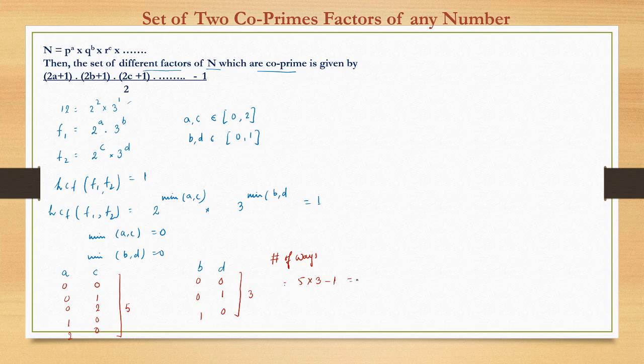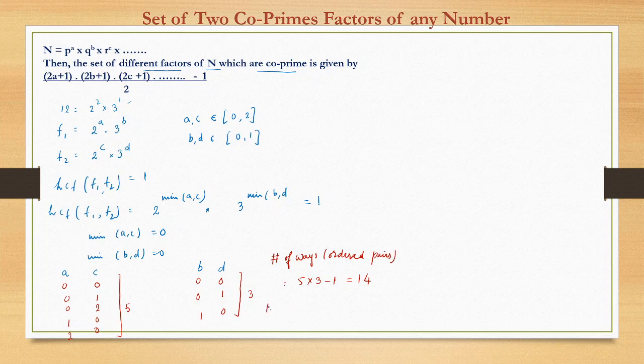So it is 14. So had the question been to find the number of ordered pairs, the set of ordered pairs of different factors which are co-prime, then the answer would have been 14. So this is nothing but the number of ordered pairs.